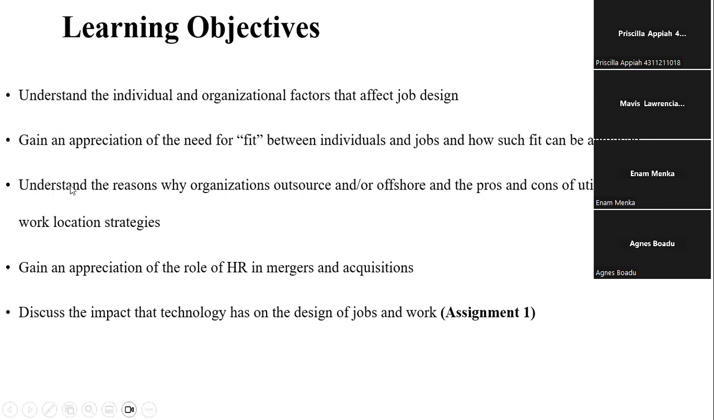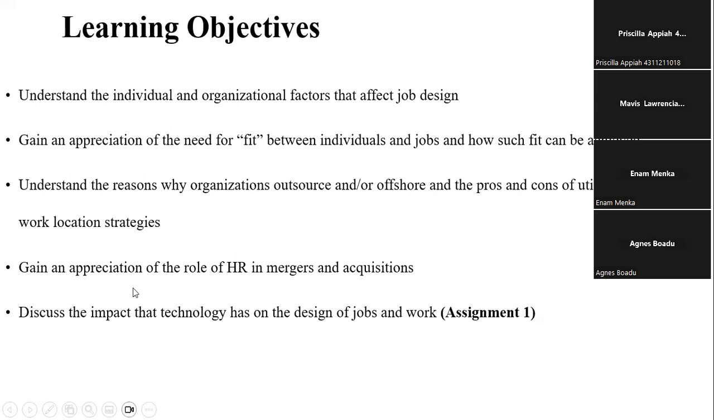We will also consider the reasons why organizations may decide to outsource or embark on some form of offshoring, its pros and cons, which I believe we delve deeper into under international HR. So today's class is just going to measure on the strategic component which needs to be appreciated. We also gain an appreciation of the role of HR in mergers and acquisitions, which again, we did last semester in my international HR class.